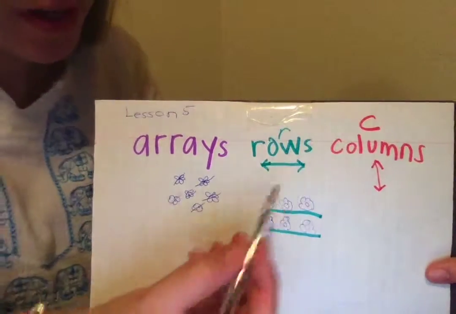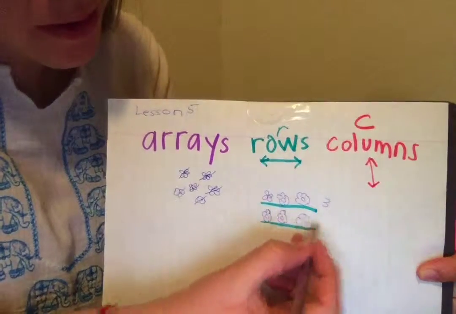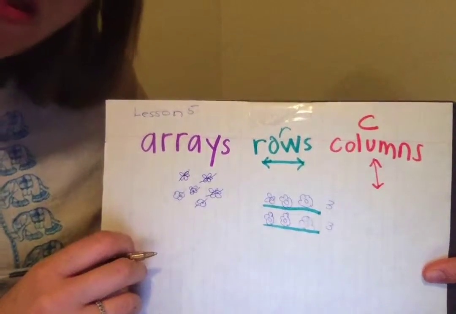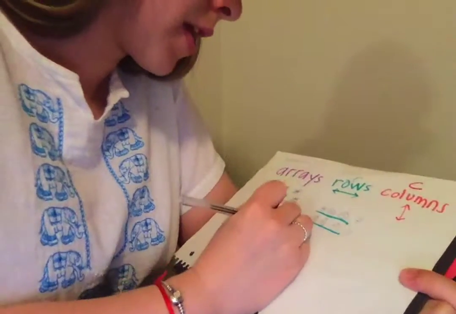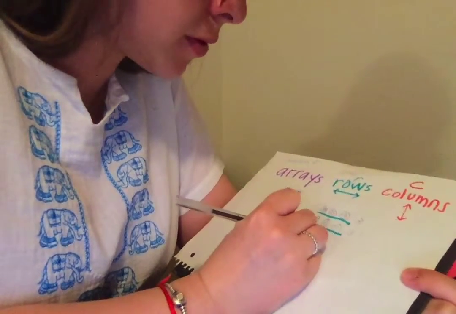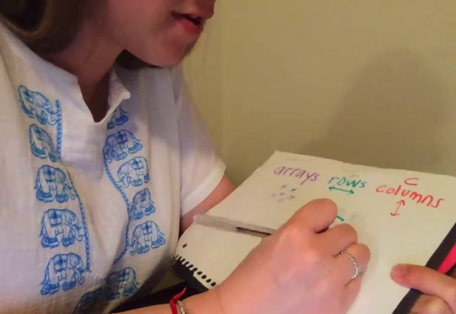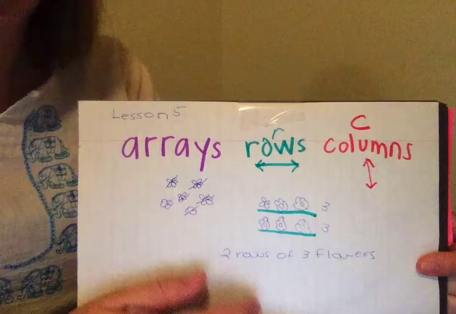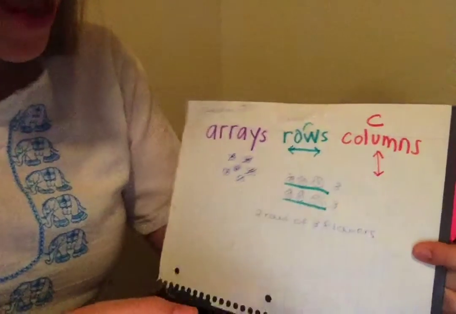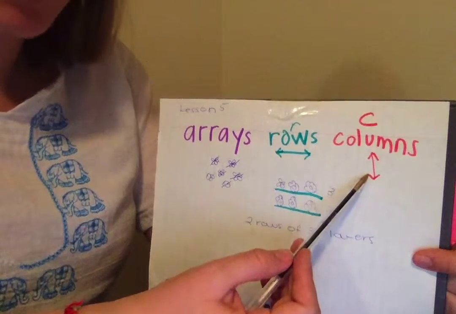Well, easy. We have 1, 2, 3. 3 in this row, and 1, 2, 3. 3 in this row. All right, so here I can write down I have 2 rows of 3 flowers. 2 rows of 3 flowers. Easy peasy. Now, I'm going to take the same amount of flowers and put them into columns.